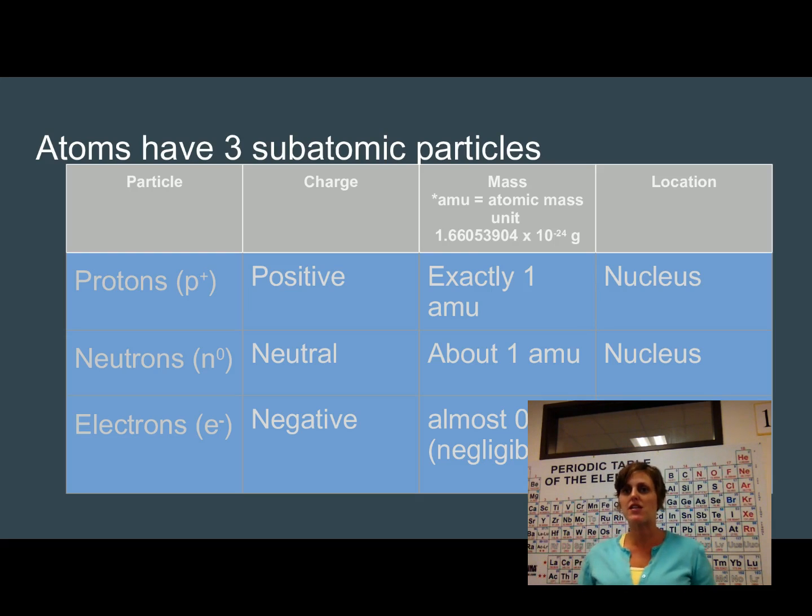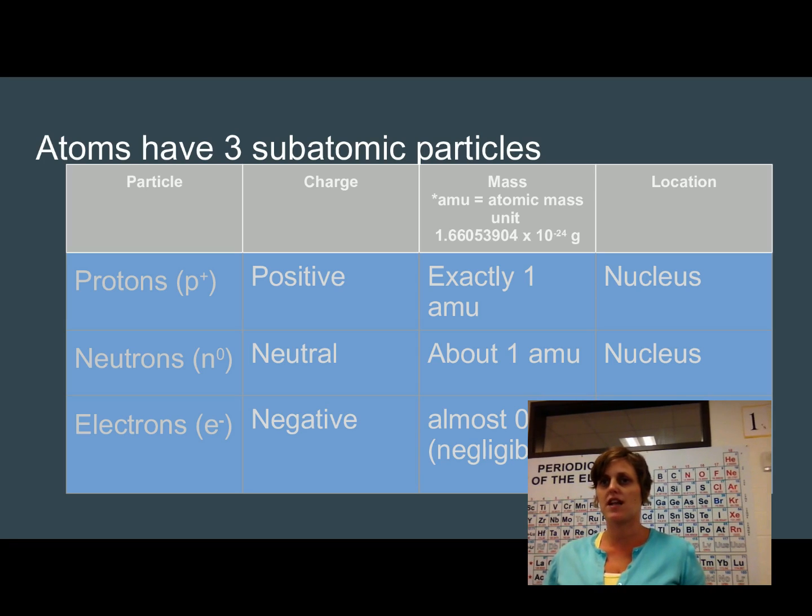Atoms have three subatomic particles. They have the protons, the neutrons, and the electrons. Protons are designated with a P positive because they are positively charged. And they have a mass of exactly 1 AMU, or atomic mass unit. Protons, like neutrons, are located in the nucleus.